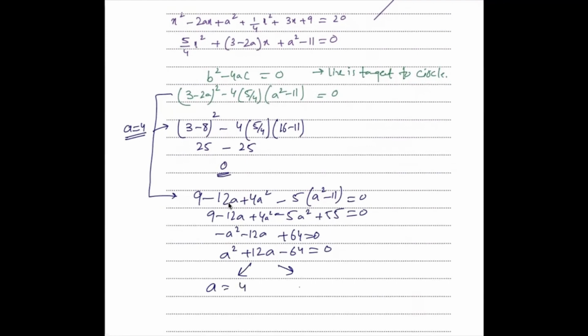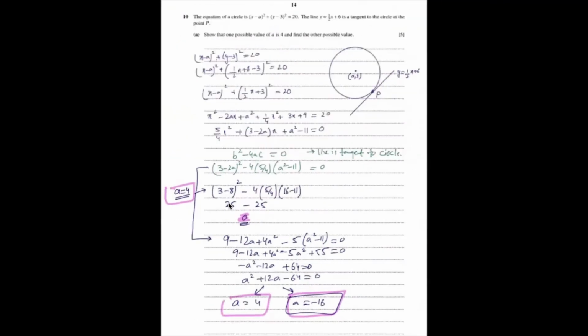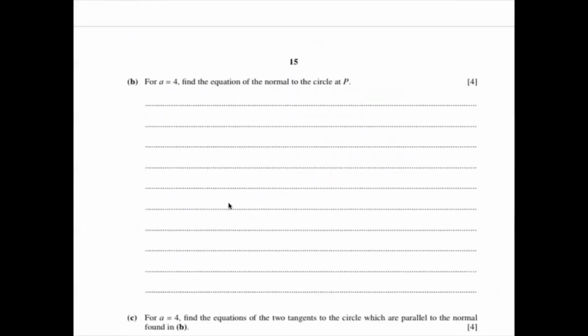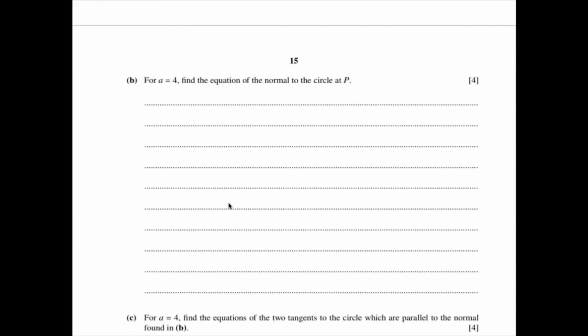A value is 4 and the other a value is minus 16. So the other value is minus 16 over here, and one of the values of a was 4. This was part A. Then the question says for a equals 4, find the equation of the normal to the circle at P.